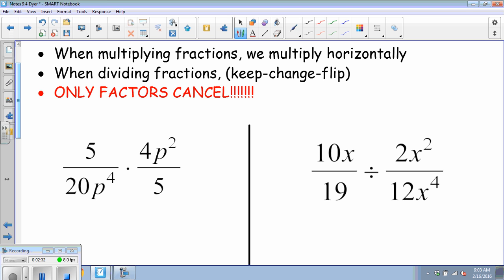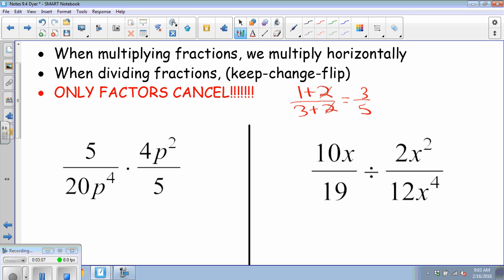Think about this. If I had 1 plus 2 divided by 3 plus 2, that equals 3 over 5, right? What a lot of kids will try to do is they'll cancel that. Okay, well, let's say we do. Let's say we take both the 2's off. Now what does this fraction equal? 1/3. Is that equal to 3/5? No. So you can't do that.